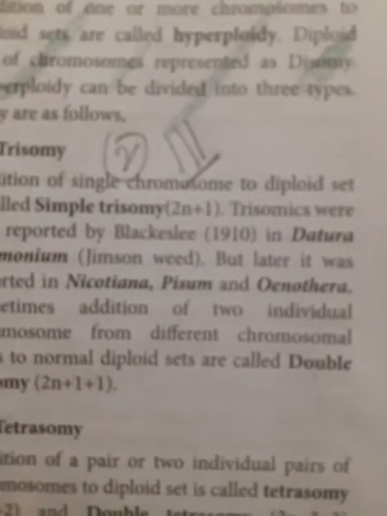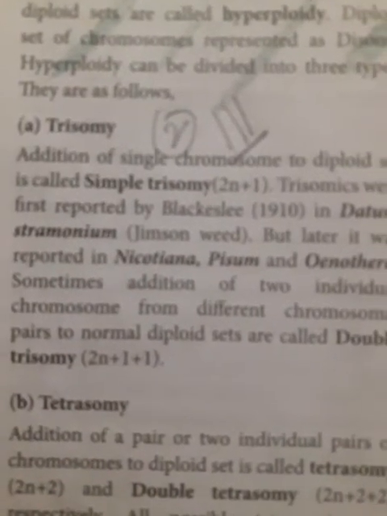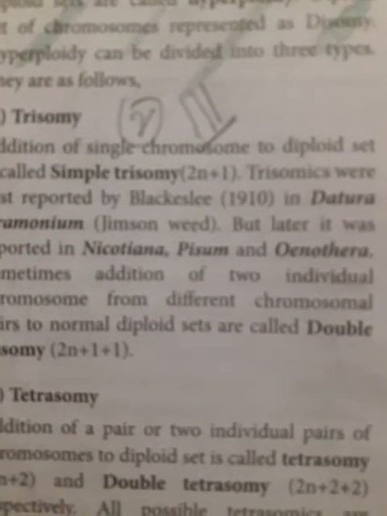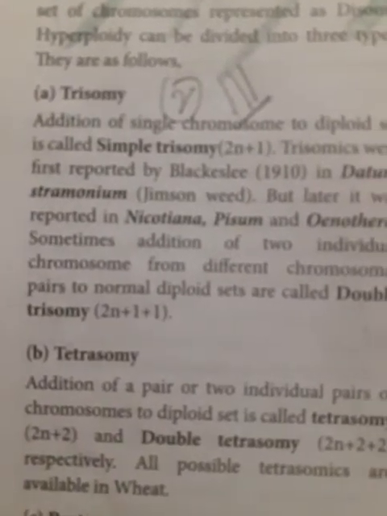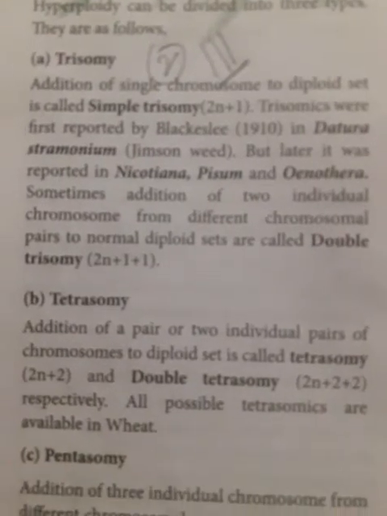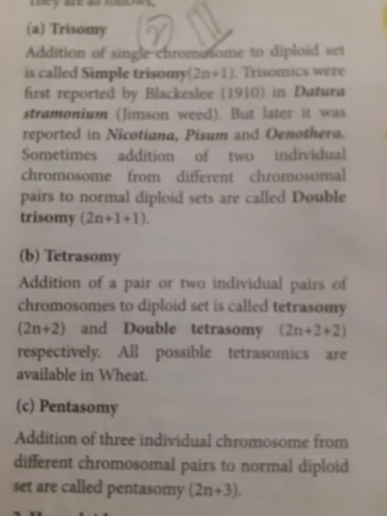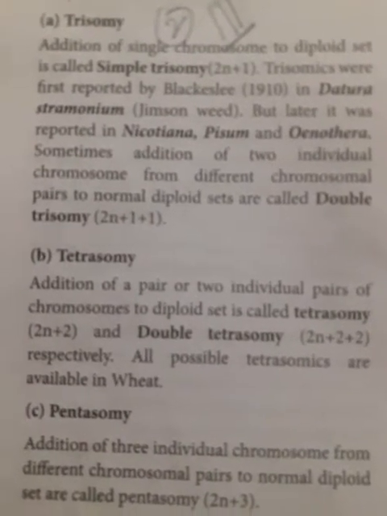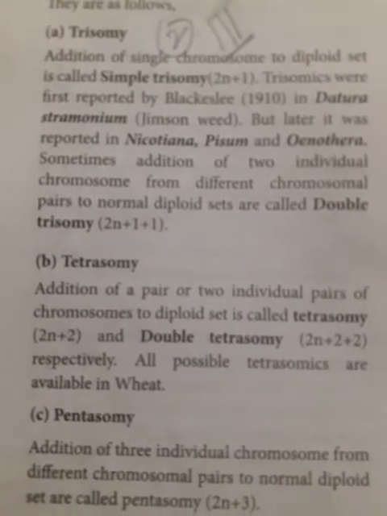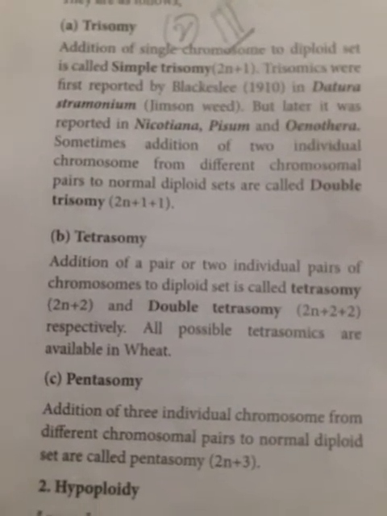Trisomics were first reported by Blakeslee in 1910 in Datura stramonium, that is Jimson weed. Later it was reported in Nicotiana, Pisum and Oenothera. Sometimes there is addition of 2 individual chromosomes from different chromosomal pairs to the normal diploid set. It is called double trisomy, 2n plus 1 plus 1.